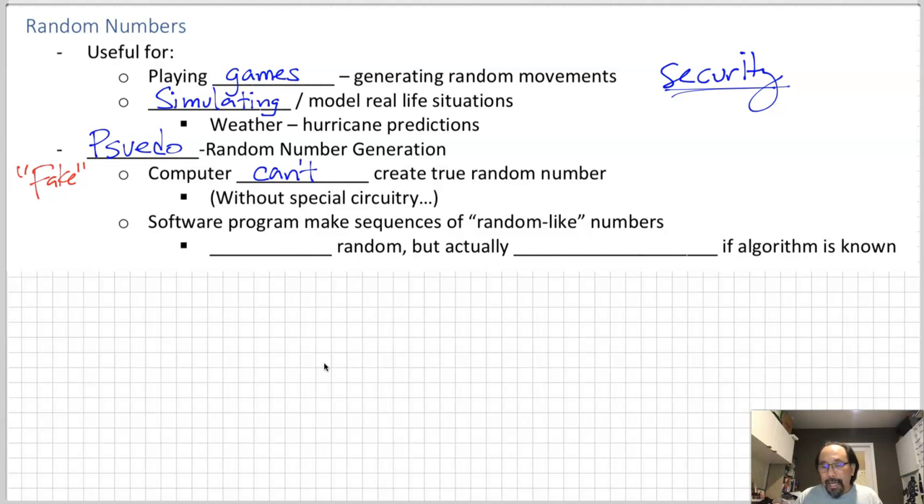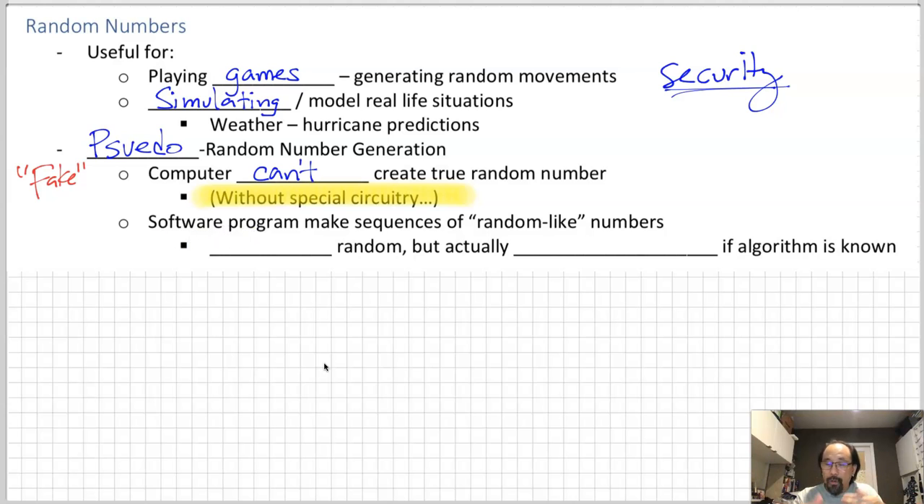Now, again, I said computers in general cannot generate true random numbers, but that's not completely true. There are some computers that can, and nowadays, as security becomes more and more important, more and more computers are able to with some special circuitry. But again, historically, because so many computers actually cannot, it's very common for programming languages to have libraries that generate pseudo-random numbers. And so it's just a software program.